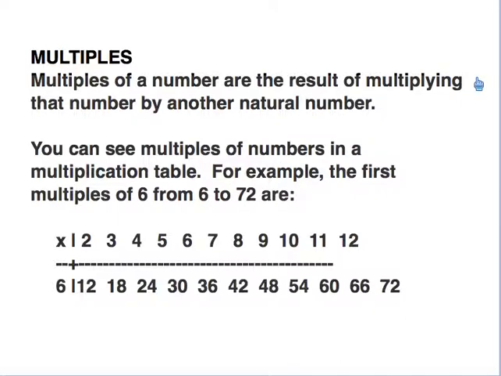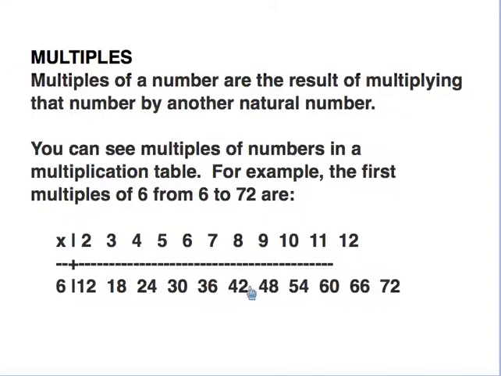So if I'm taking a look at the number 6, my multiples for 6 are 6, 12, 18, 24, 30, 36, etc. So all you're doing is multiplying another number by a natural number. So 6 times 1, 6 times 2, 6 times 3, 6 times 4, 6 times 5, etc. This should be review because we've done this in the past.